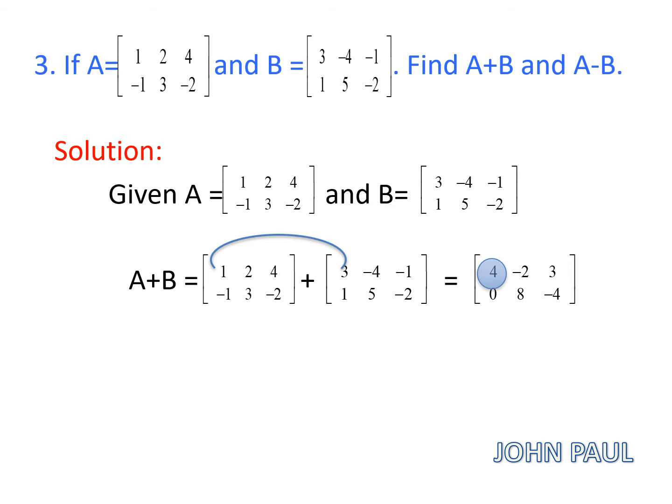One plus 3 equal to 4, 2 minus 4 equal to minus 2, 4 minus 1, 3. Similarly, we will get the second row.